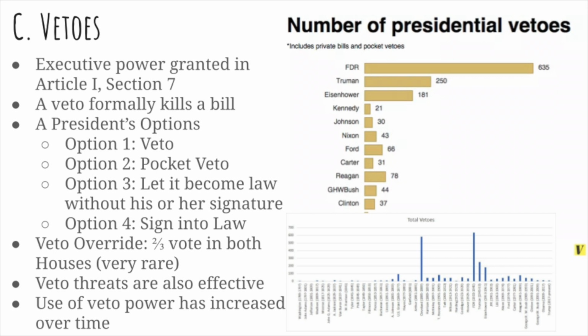You can also see sometimes that vetoes can get overridden. You need 2/3 vote in both houses. That doesn't happen very often. Threats of a veto can also be very effective. It can force changes to legislation just like a threat of a filibuster. And the use of the veto has increased over time. Back in the day, it was very, very controversial for the president to veto a piece of legislation simply because he or she didn't like it. Today, it's very, very common.